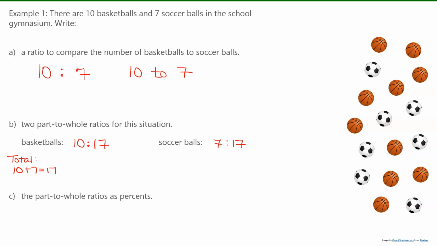Write the part-to-whole ratios as percents. So because these are part-to-whole ratios, they can be written as fractions. So 10 to 17 can be written as a fraction and also as a percent. To write it as a percent, I would first change it to a decimal, and I get 0.588 approximately. And then to convert a decimal to a percent, remember we move two places to the right, so this is about 59%. 7 over 17, if I was to change that into a percent, would be equal to approximately 0.411, which then is about 41%.